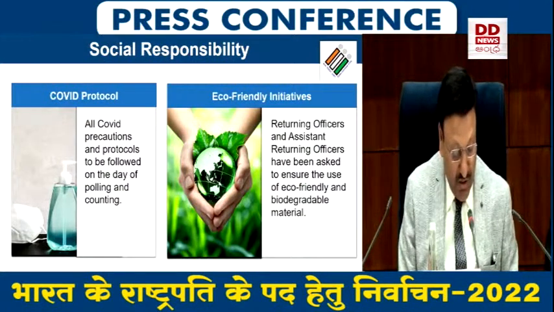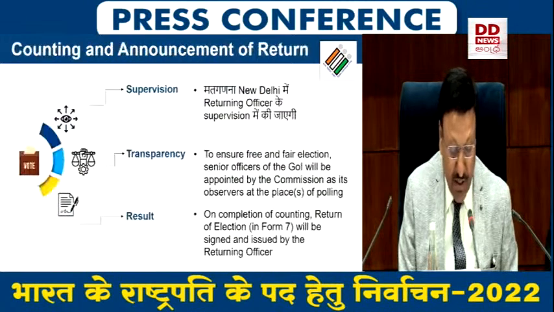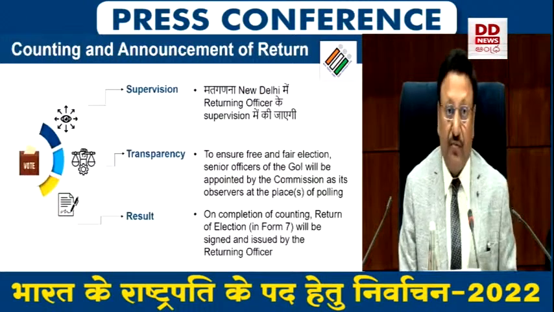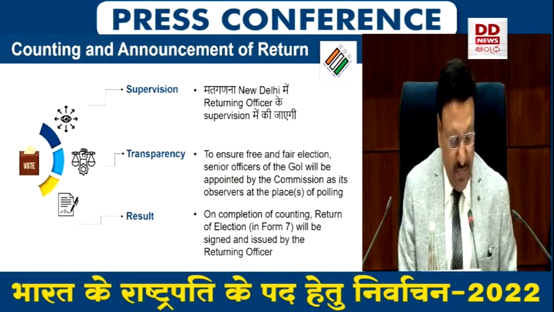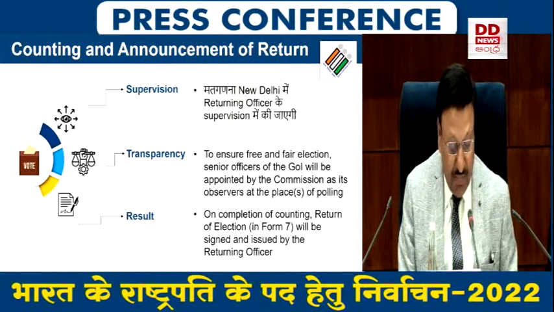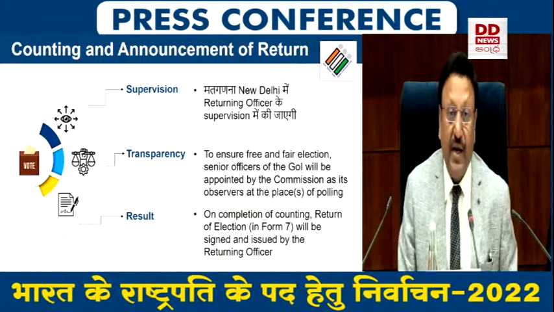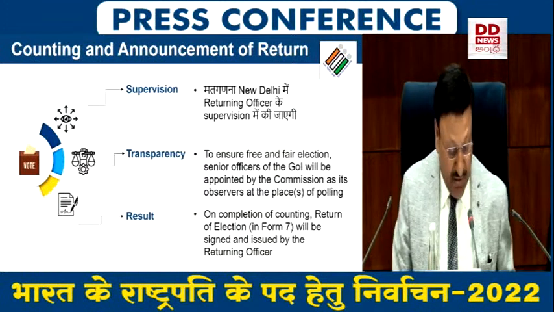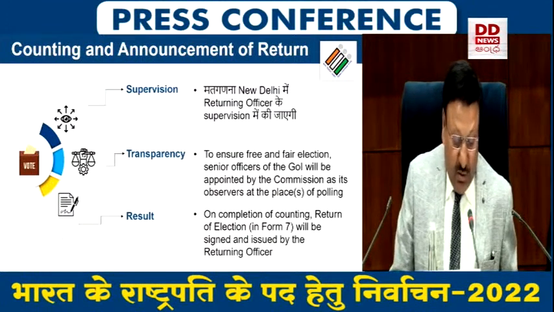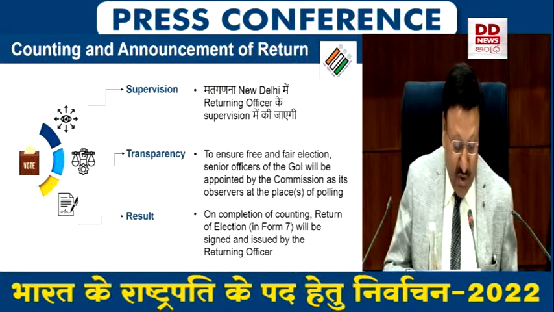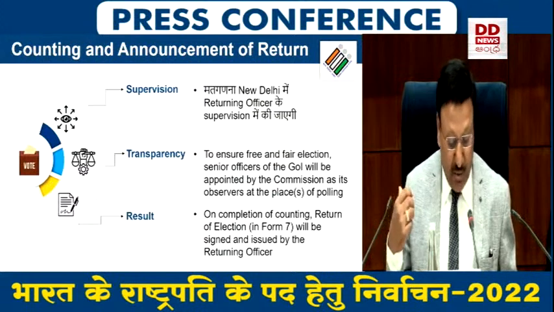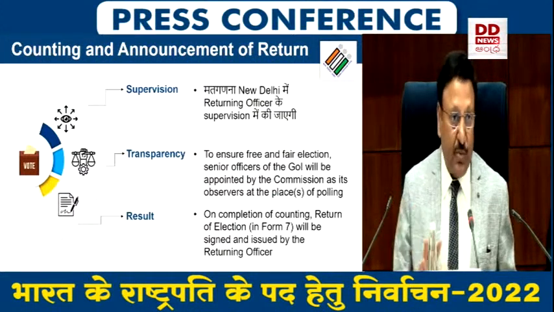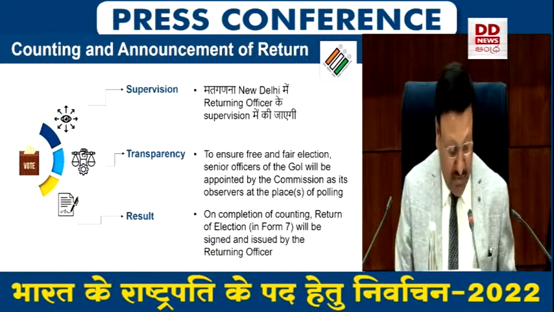Coming to the counting, the votes will be counted in New Delhi under the supervision of the returning officer, who happens to be the Secretary General of the Rajya Sabha. On complete counting, the declaration in Form Number 7, as appended in the rules, will be signed and issued by the returning officer. I have already stated that this press note booklet is available; copies are kept outside, but it is also available from our office if anybody wants it.